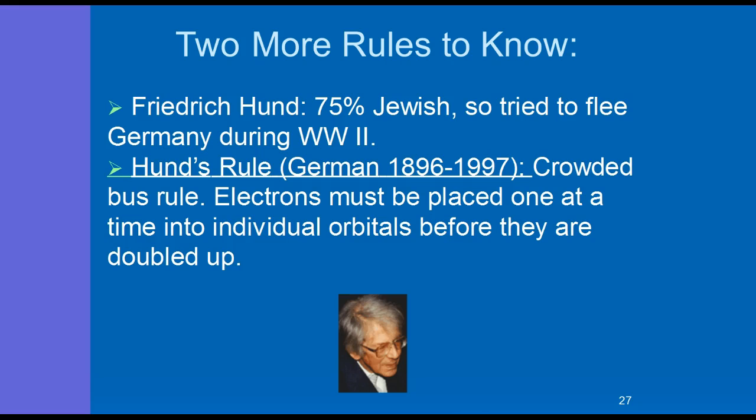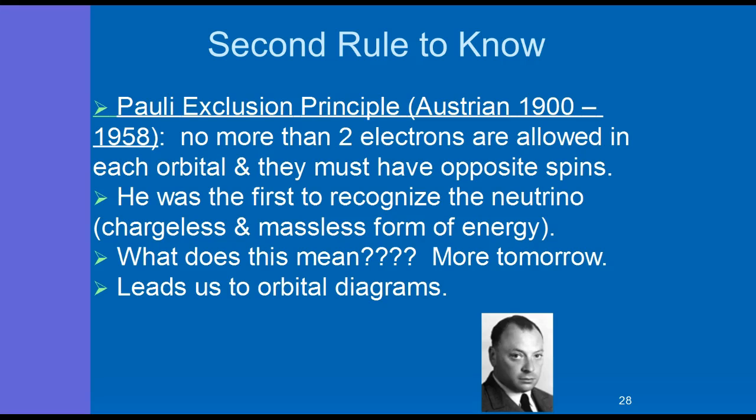So 2 more rules. I've talked about this one already. Friedrich Hund, his rule I call the crowded bus rule. Electrons must be placed one at a time into individual orbitals before they are doubled up. Thank you, Mr. Hund. And the second rule to know is the Pauli exclusion principle. No more than 2 electrons are allowed in each orbital, and they must have opposite spins, and that's why they're drawn in opposite directions. He was the first to recognize the neutrino. That doesn't matter to us.